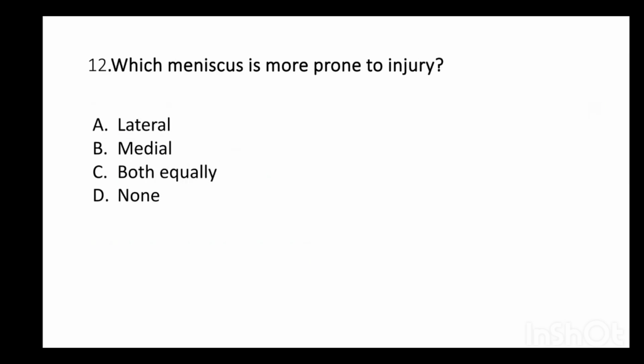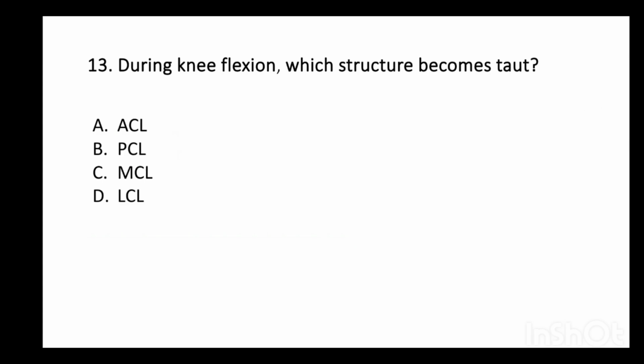Which meniscus is more prone to injury? Lateral meniscus, medial meniscus, both equally, and none of them. And the answer is medial meniscus. It is less mobile and attached to MCL, at higher risk of injury. During knee flexion, which structure becomes taut? ACL, PCL, MCL, or LCL? The answer is PCL, posterior cruciate ligament.